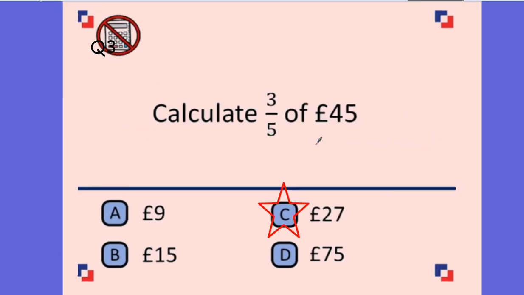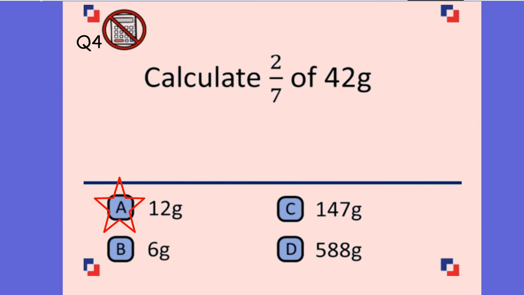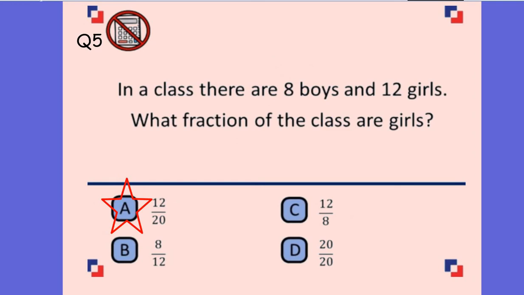For question number 3, I asked you to calculate 3/5 of £45. Well, 1/5 is 45 divided by 5, which is 9. So 3/5 is 9 times 3, which is £27. For question number 4, to calculate 2/7, well, 1/7 is just 6, because it's 42 divided by 7, and 6 times 2 is 12. And for our last question, what fraction of the class are girls? Well, it's 12 out of 20 altogether this time, so the correct answer was A.